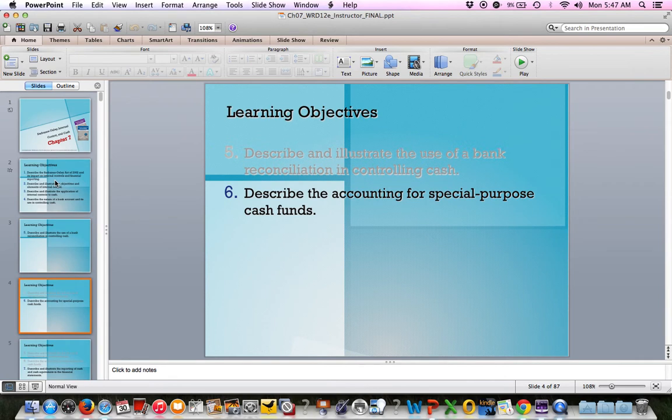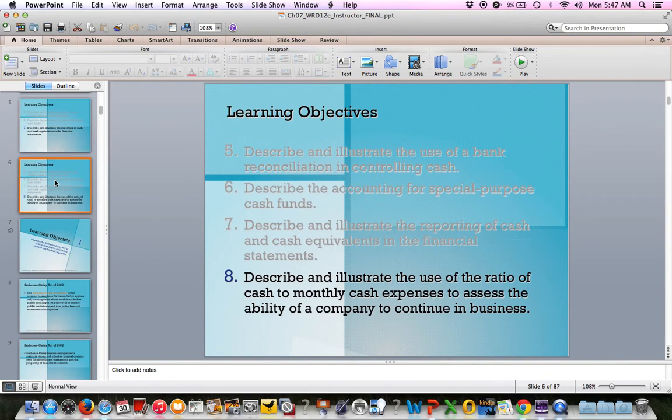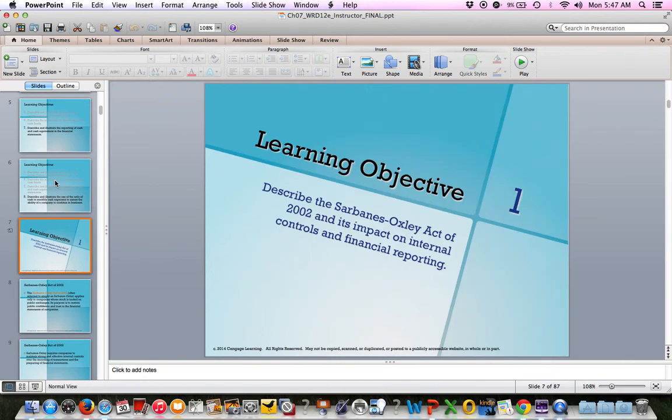Describe the accounting for special purpose cash funds. Describe and illustrate reporting of cash for financial statements. And then there's one more. We'll talk about some ratios in terms of cash. Okay, so let's first spend some time talking about Sarbanes-Oxley.